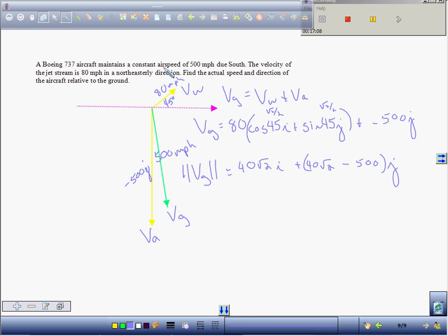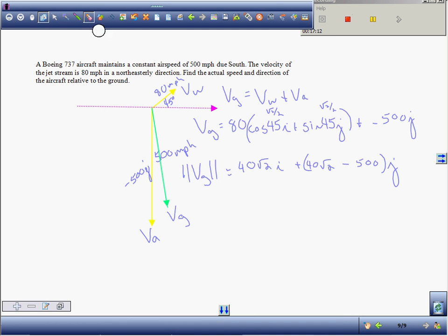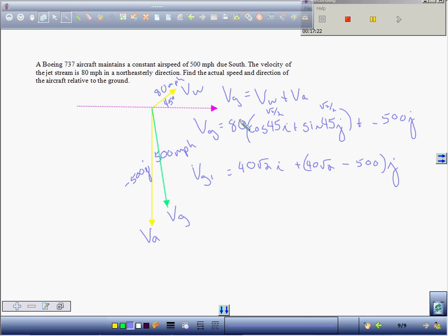Sorry, let me erase that. That's not the magnitude yet. I'm just simplifying that vector, VG. Do you guys see how I did that? I multiplied this times this gives me 40 root of 2. And this times this also gives me 40 root of 2 minus 500. And this is a J component and that's a J component. I'm putting those together. Now I want to find the magnitude of that vector.